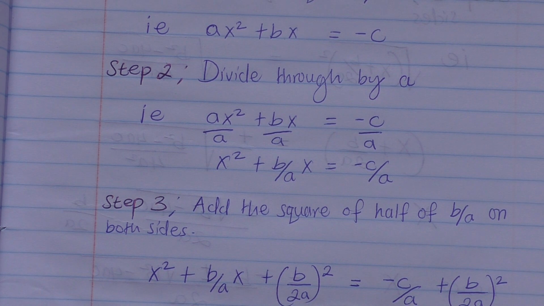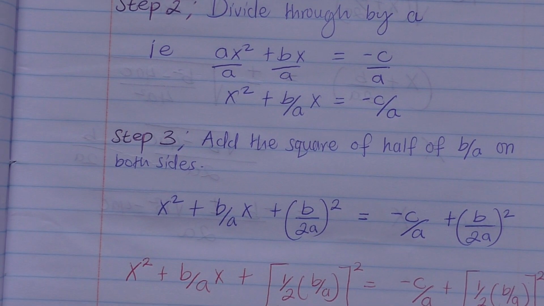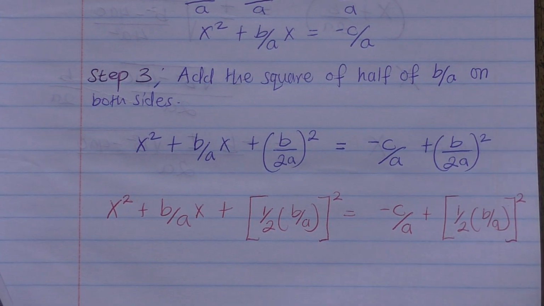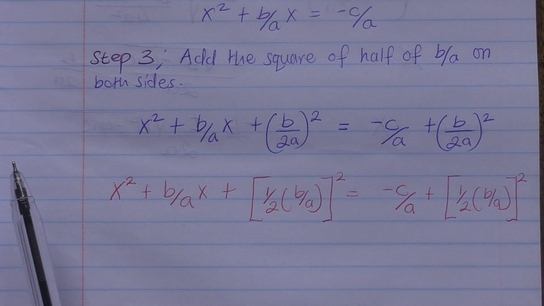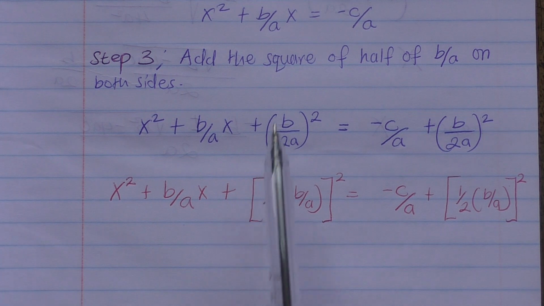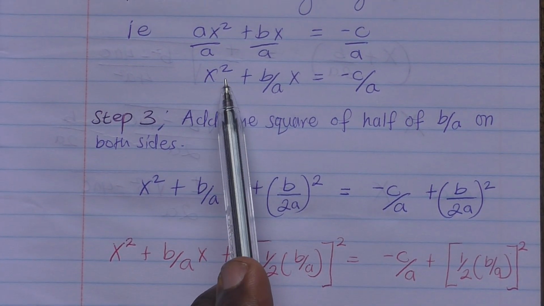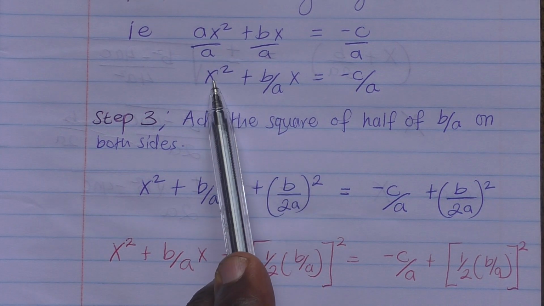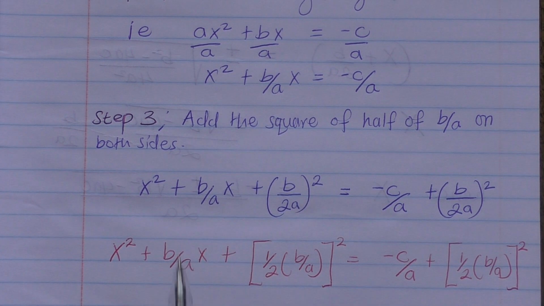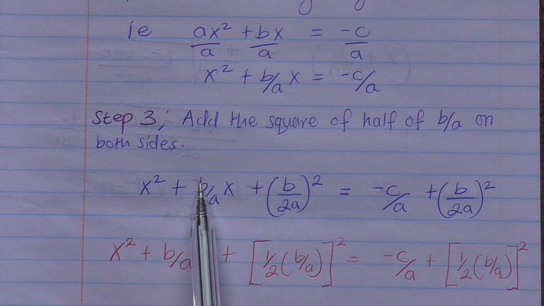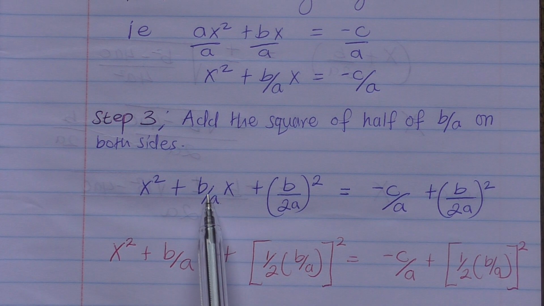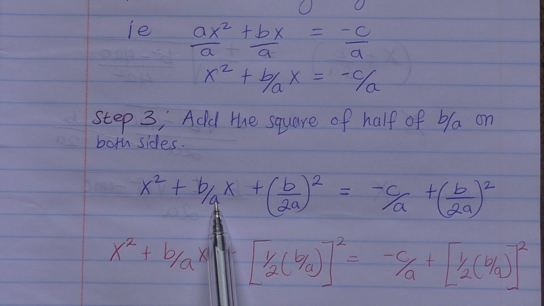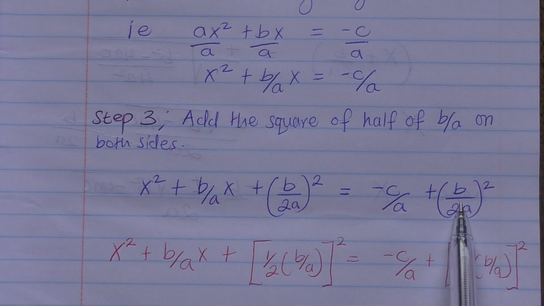The third step is the most crucial step and quite a bit confusing, but we shall go slowly until we master it. So after dividing through by a and remaining with independent x squared, we are now going to concentrate on the coefficient of x, which is b over a. So we get a half of b over a, square it, and add on both sides of the equation.